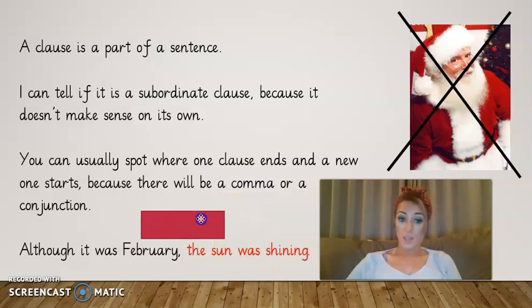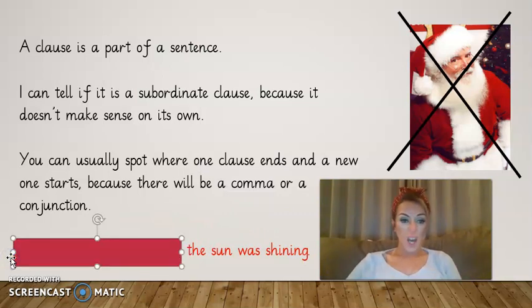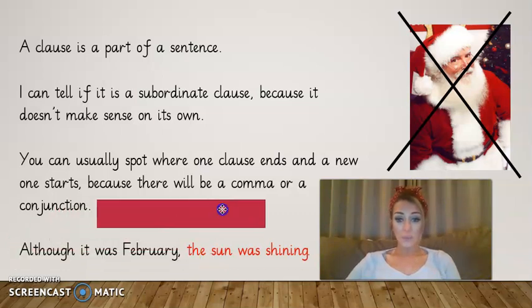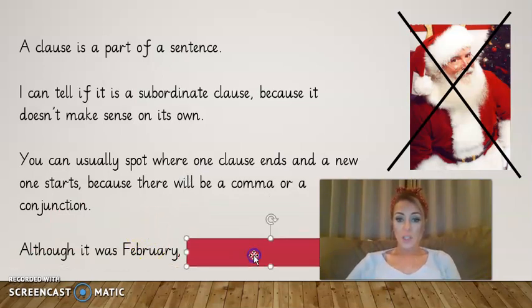So what I'm going to do is I'm going to try and read it on its own and see if it still makes sense. I'm going to cover up the other half of the sentence. And if I get rid of the other half of the sentence, forget about it for a minute, it says, the sun was shining. Well, that does make sense on its own. I know there's not a capital letter there, but it does make sense on its own. So it can't be a subordinate clause. And if it's not a subordinate clause, it must be a main clause. So that means that in this sentence, my subordinate clause is, although it was February.